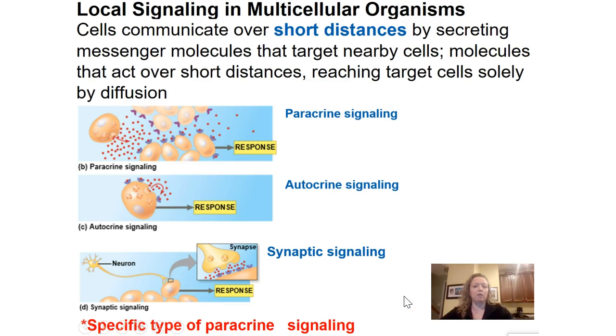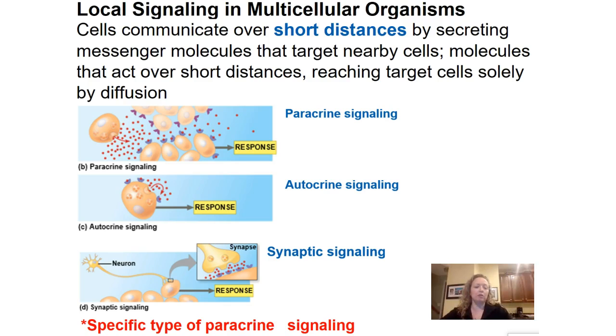The other types of signaling mechanisms in multicellular organisms, paracrine would be when they secrete a signal that affects a cell very close by, and it does that by binding to a receptor on that cell. So it has to be a specific receptor for a specific cell, and then it causes a response. Autocrine, it secretes a chemical signal that causes a response in itself. So some T helper cells do that.